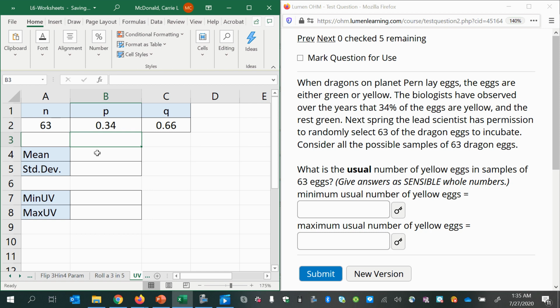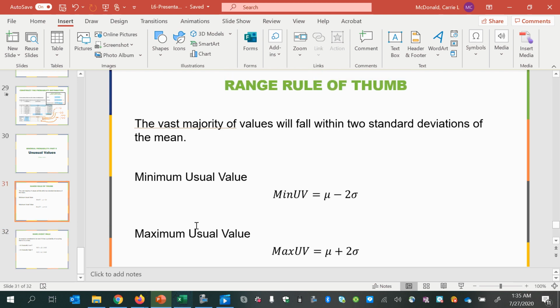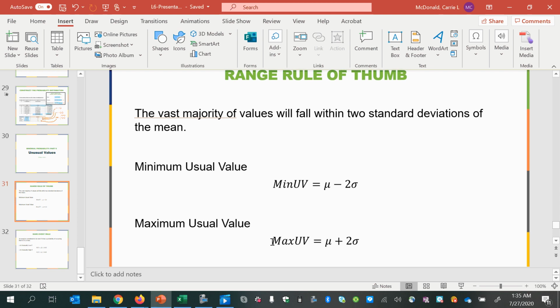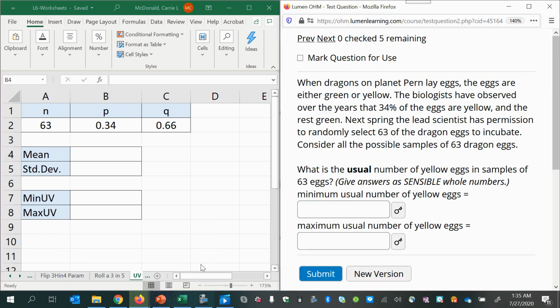They're complementary. Now, we're using the range rule of thumb here, which says that the vast majority of values will fall within two standard deviations of the mean. So the minimum usual value would be the mean minus two standard deviations, and the maximum usual value would be the mean plus two standard deviations. So let's go ahead and figure that out.